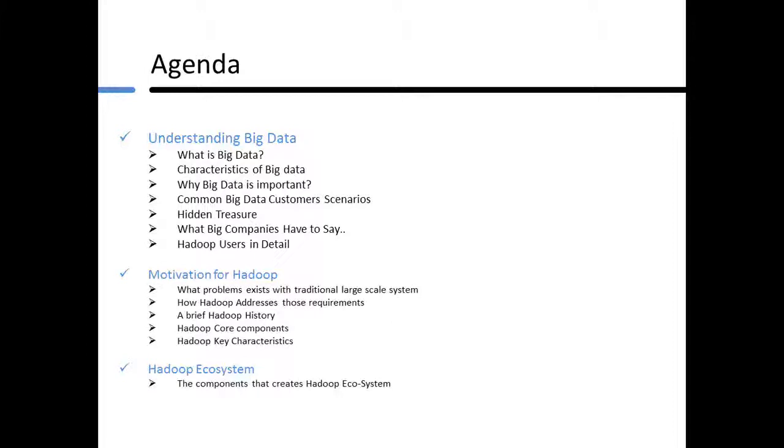So this is the agenda that we are targeting for today's session. Right.